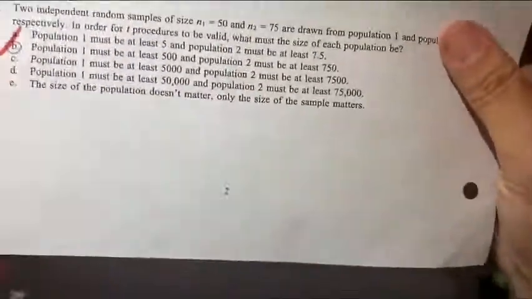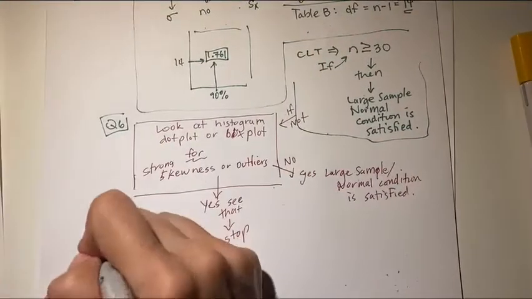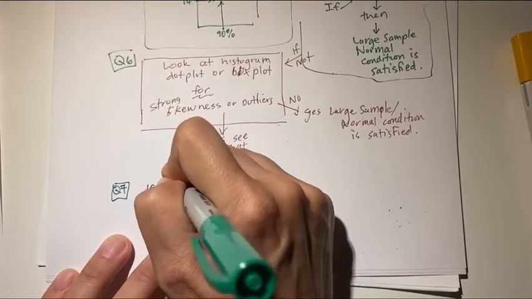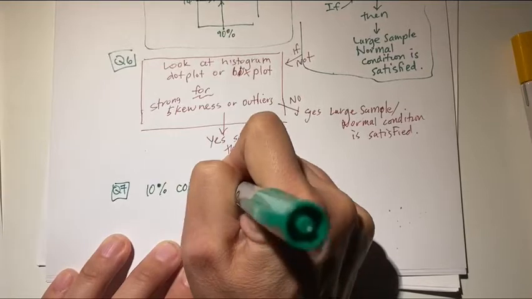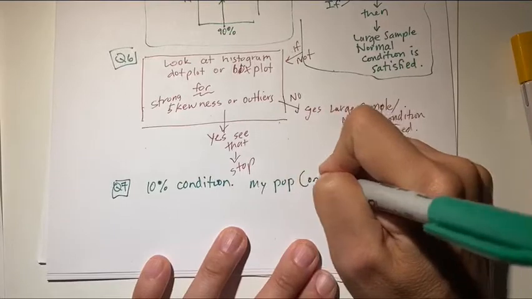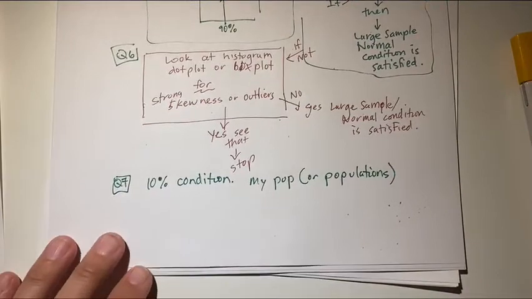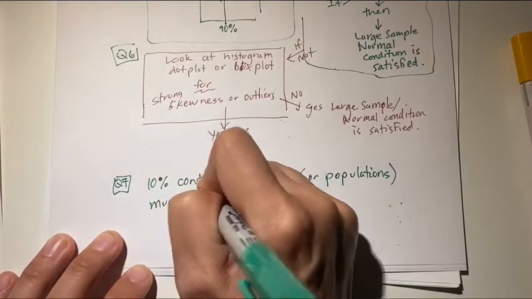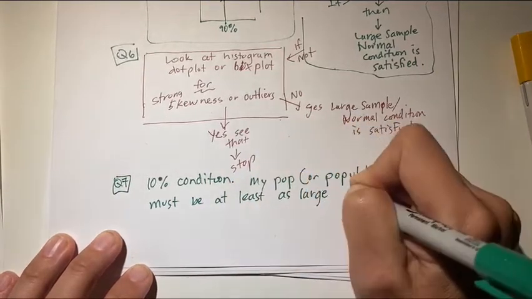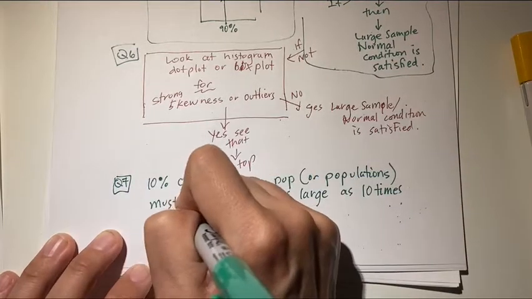Question number 7. 7 also talks about one of the conditions we've been talking about. So let's write this down. So what is one of the conditions? The 10% condition states my population, and I could be more than one population. My population or populations must be at least as large as 10 times my sample size.